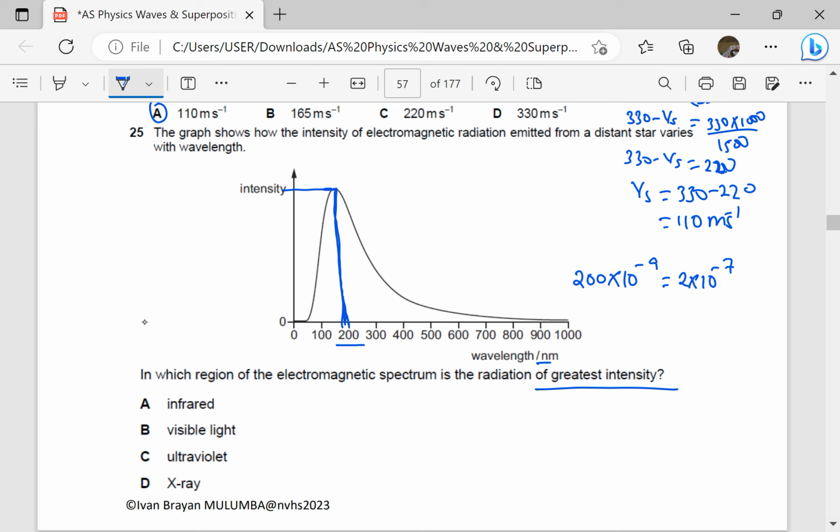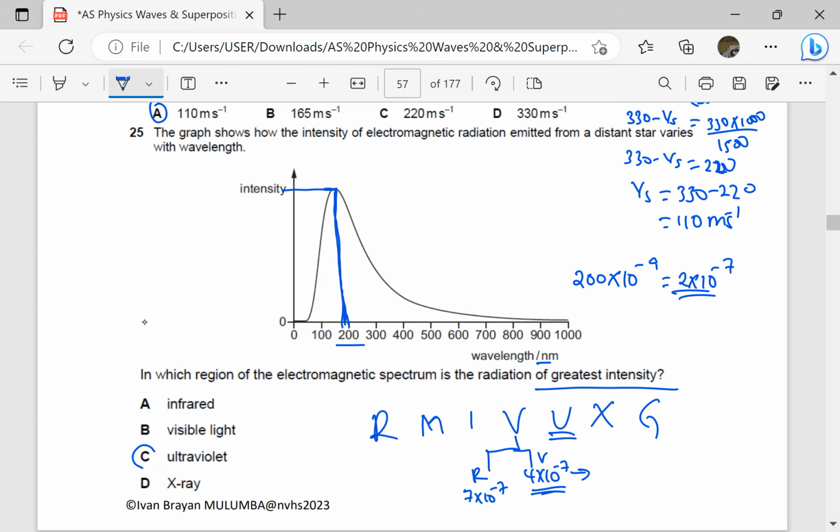And that is after violet. Violet is 4 times 10 power negative 7, and red is 7 times 10 power negative 7. So 2 times 10 power negative 7 is after violet, which is actually ultraviolet. So our answer here is going to be ultraviolet.